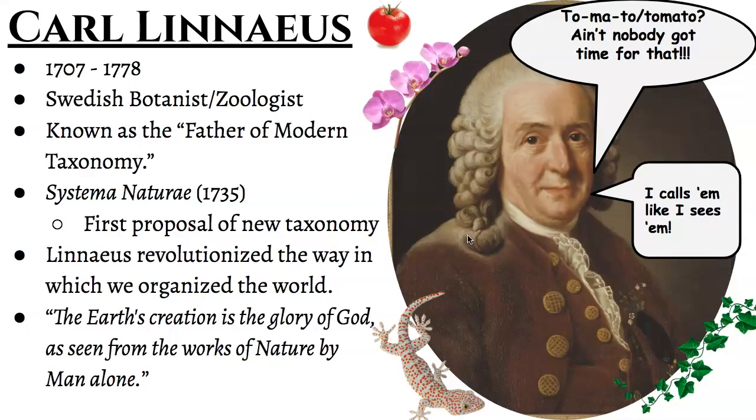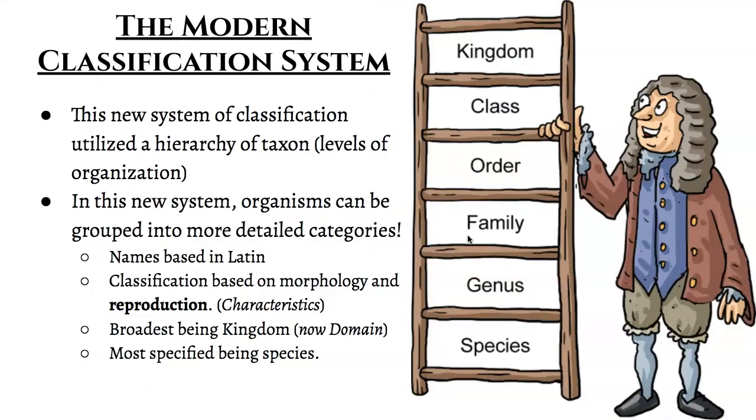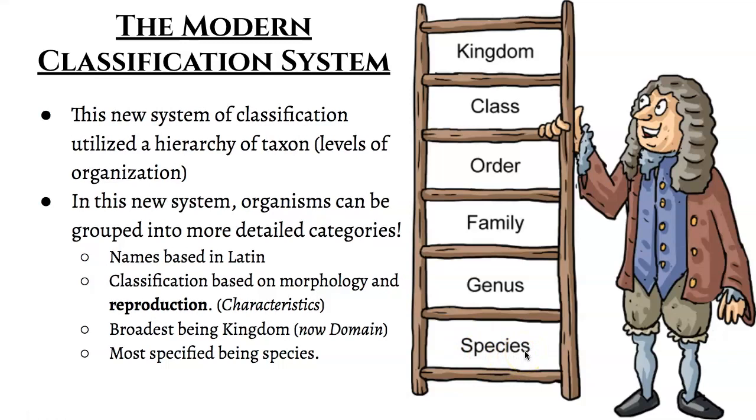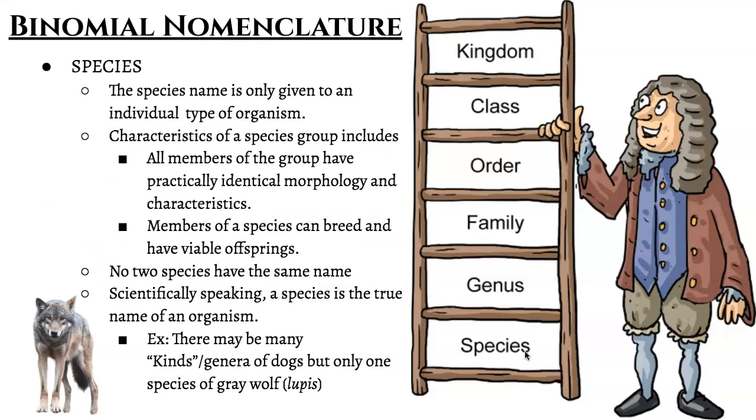And so again, he came up with the classification system, going from broad to more specific, and those most specific ones are the species, and every single species is going to be unique. So let's see what I mean by that. All right, so the species name itself is only going to be given to an individual type of organism.